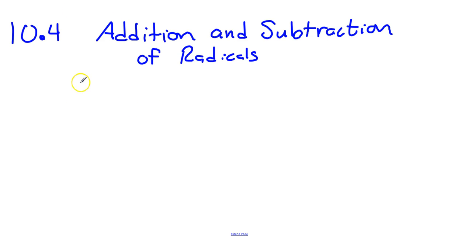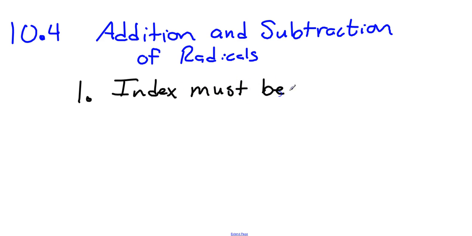Okay, so the very first thing, basically you've got three things you've got to make sure and set up when we're going through this. First thing is the index has to be the same. And when we're talking about the index, that's the root that we're going to put on the outside.